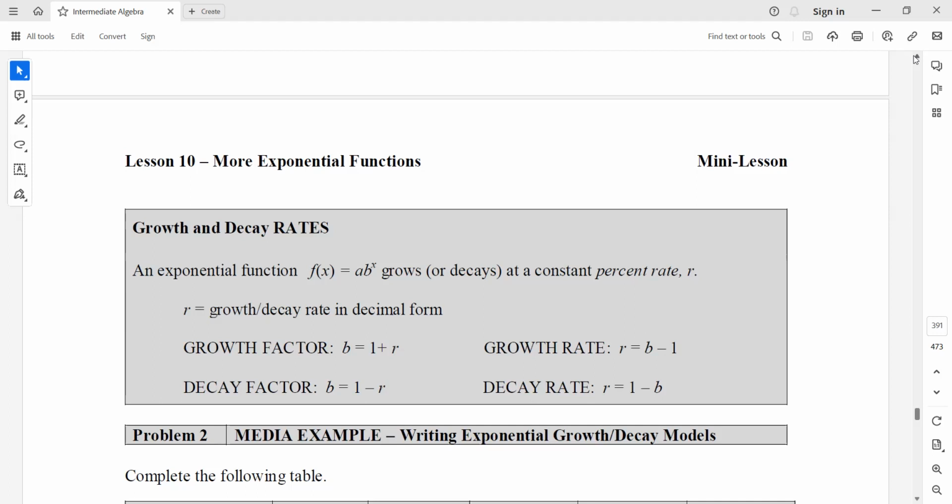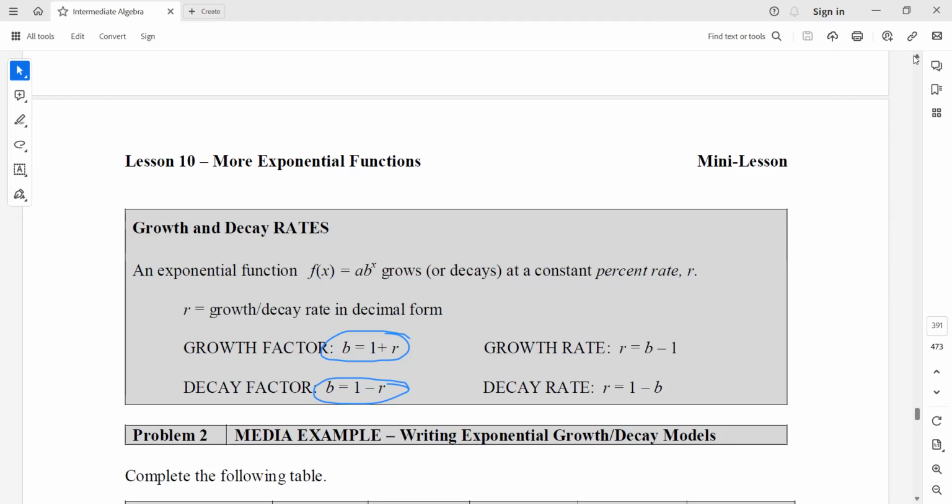So to find your b when you have r, b is always going to be 1 plus r. Remember, b is a growth factor here, so it should be greater than 1. So you add your r in decimal form to 1. Now, what about decay factor? That should be less than 1, but greater than 0. So you subtract r from 1. Okay?